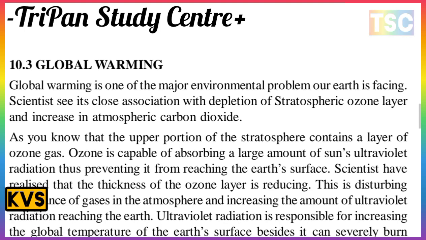This is the most important point here. Ozone is capable of absorbing a large amount of the sun's ultraviolet radiation, thus preventing it from reaching the Earth's surface. And scientists have realized that the thickness of the ozone layer is reducing.